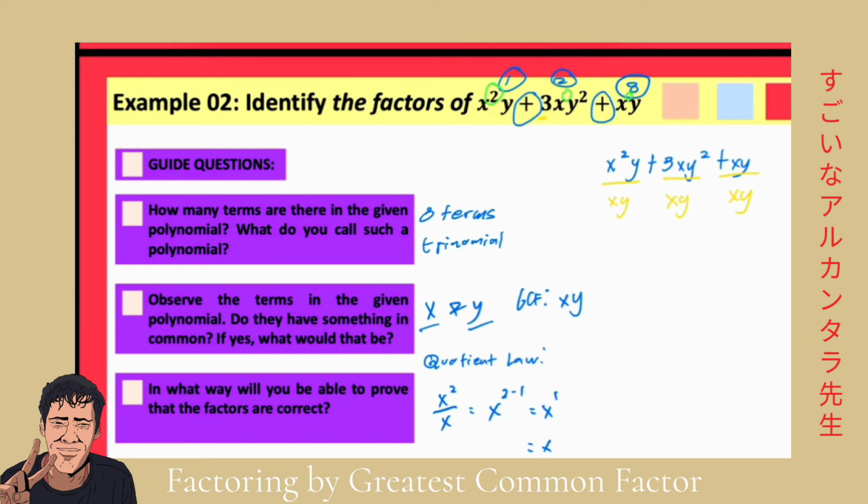So continuing with our solution, this will be x. Now, sir, how about y divided by y? They are both raised to 1. So therefore, this will be y raised to 0, or 1. As simple as that. And since that's the case for the first term, 1 times x is simply x.